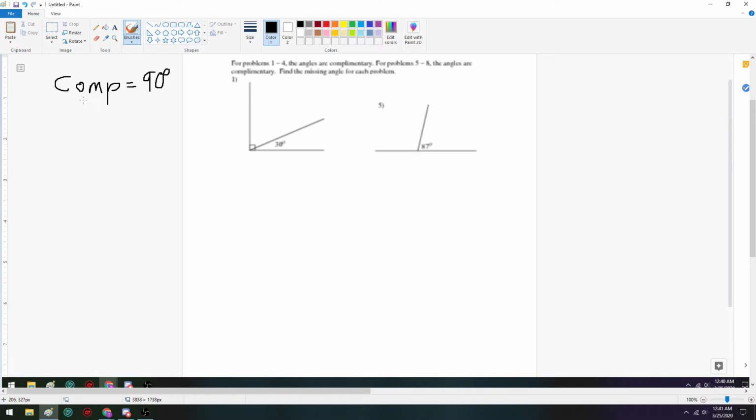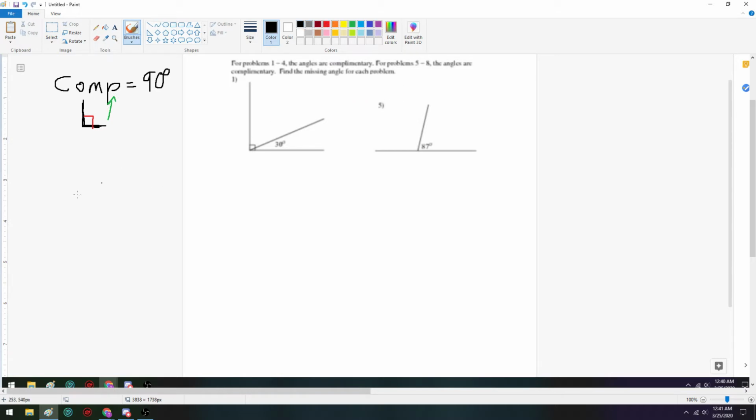They will always and forever look like an L. Whenever you see an L of the angle, you know it's going to be complementary. Or if you see a box like this, like the red box I drew on that angle, then you know it's going to be a complementary angle.